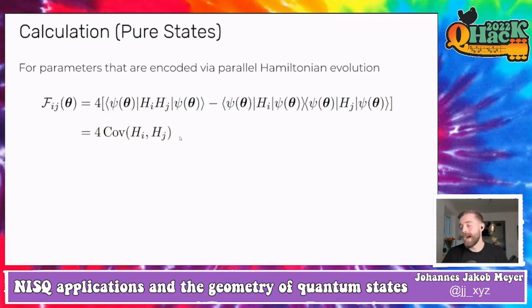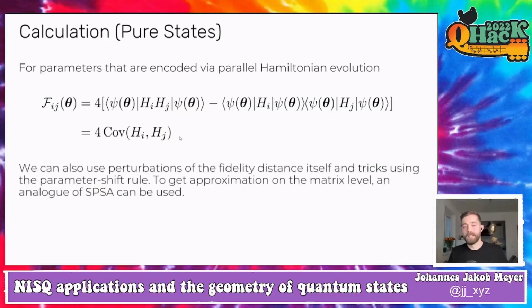And other than that, in the pure state case, you can also help yourself with some tricks. You can use perturbations of those fidelity distances in circuits that evaluate the fidelity. You can also use tricks with the parameter shift rule, which actually was an exercise last year for QHack. And you can also get approximations on the matrix level. If you say, okay, I don't want to compute the whole matrix, but only some entries, in a stochastic way, you can use an analog of SPSA for that.